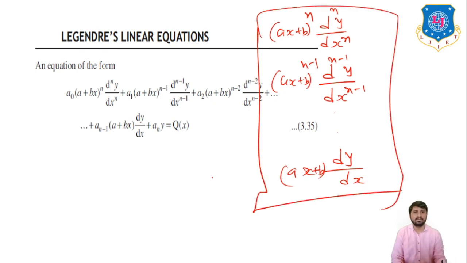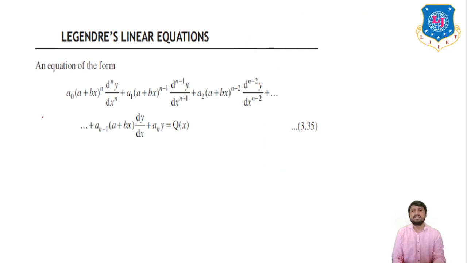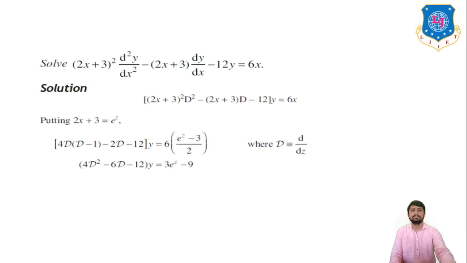Now you can understand the general equation: a0 (a plus bx)ⁿ dⁿy by dxⁿ plus a1 (a plus bx)ⁿ⁻¹ dⁿ⁻¹y by dxⁿ⁻¹ up to an y is equal to Q(x). Here a plus bx or ax plus b, both are the same. So now you can see (2x plus 3)² d²y by dx² minus (2x plus 3) dy by dx minus 12y is equal to 6x.